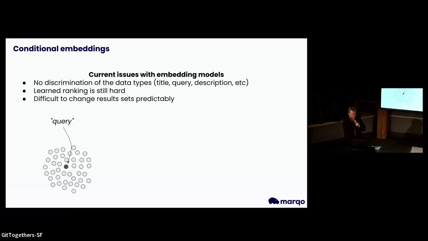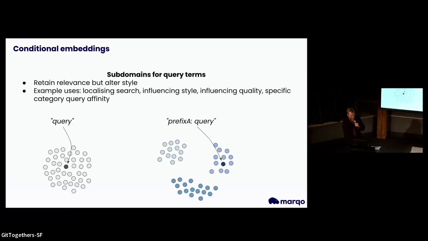Conditional embeddings, this is the prefixing that we were talking about before. So you can start to do things like, we talked about localizing search, but you can also influence style as well. Like you've seen these Stable Diffusion prefixes like cyberpunk, grayscale, reality. You can start to get these individual preferences baked into the query.